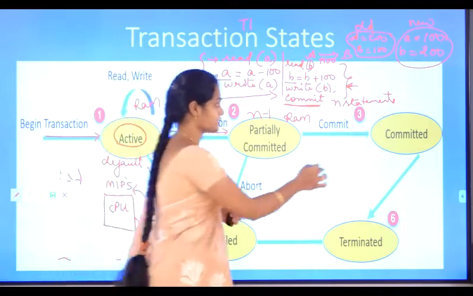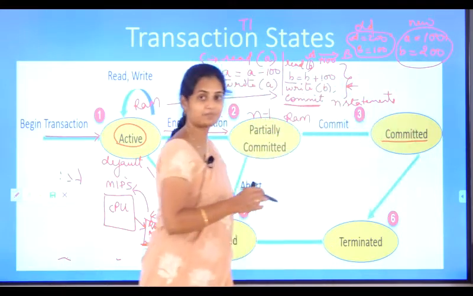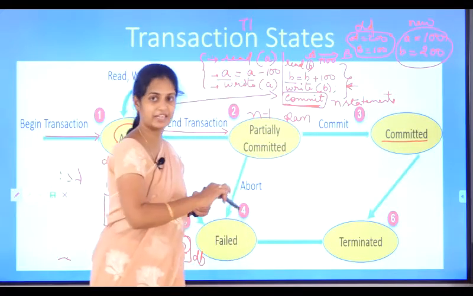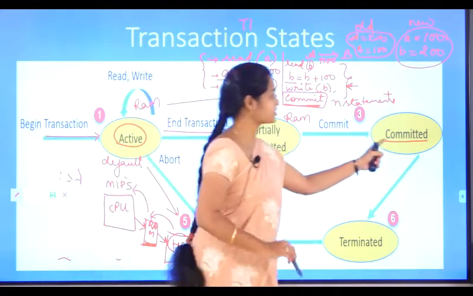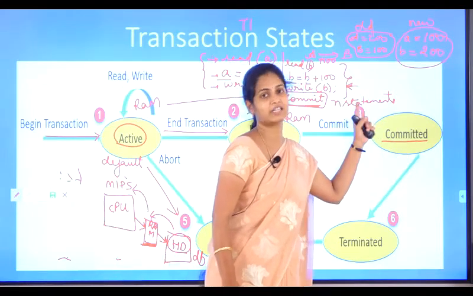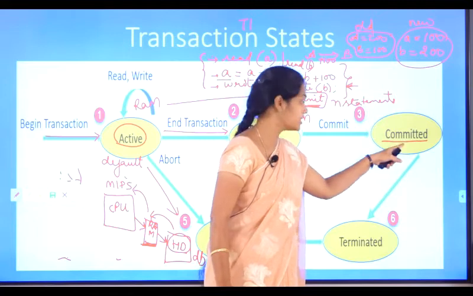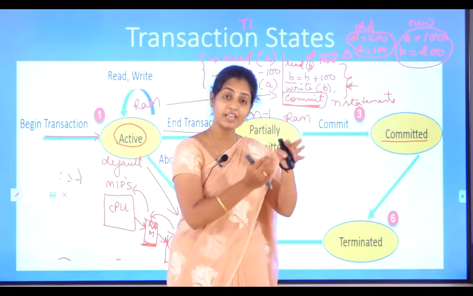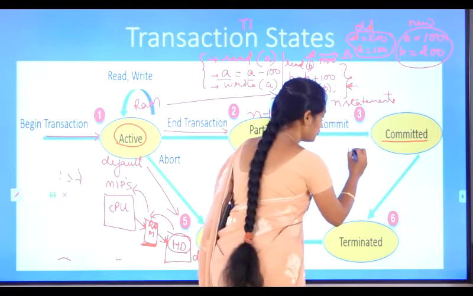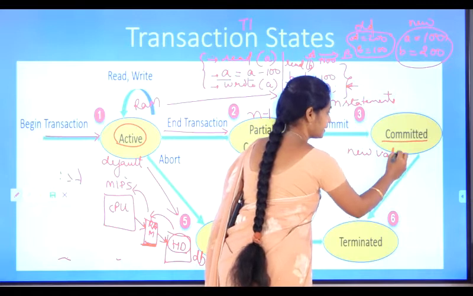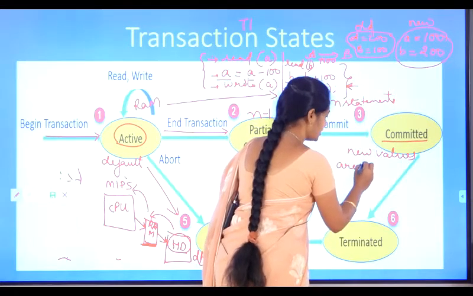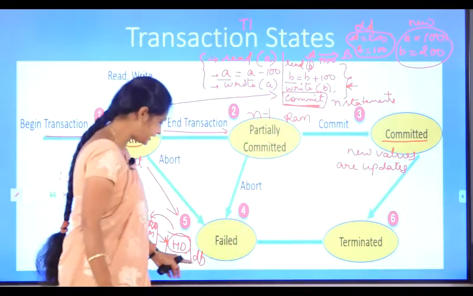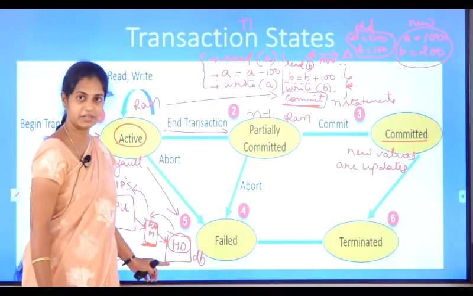These new records will be in the committed state. When a transaction encounters the commit statement, the transaction is said to be in the committed state. What do we mean by committed state? All the instructions, whatever we are updating, the new values are updated. Where will the new values be updated? They will be updated in the hard disk.